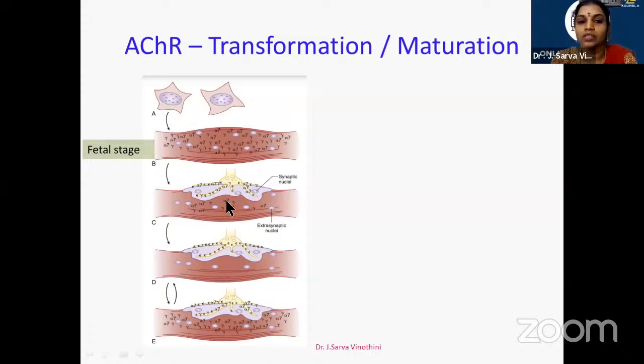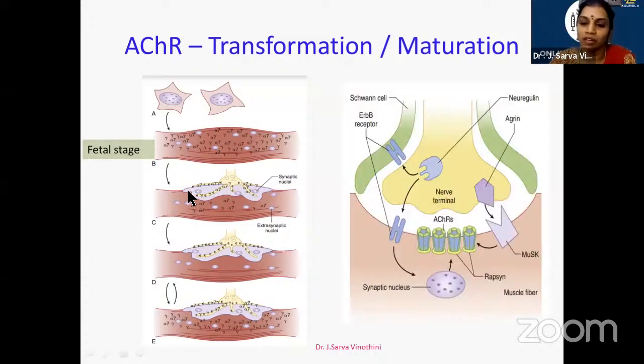Not only that, there is also transformation in the type of the receptor from the fetal isoform, the alpha 7 isoform, into the epsilon isoform. This occurs from the fetal period and lasts up to the early neonatal period or early infancy period. The things that help in the maturation of the receptor are two proteins that are secreted by the neuron itself, by the presynaptic neuron itself. It secretes two proteins. The names are agrin and neuregulin.